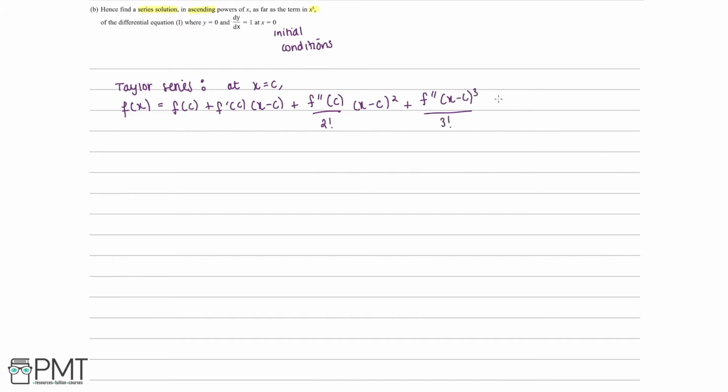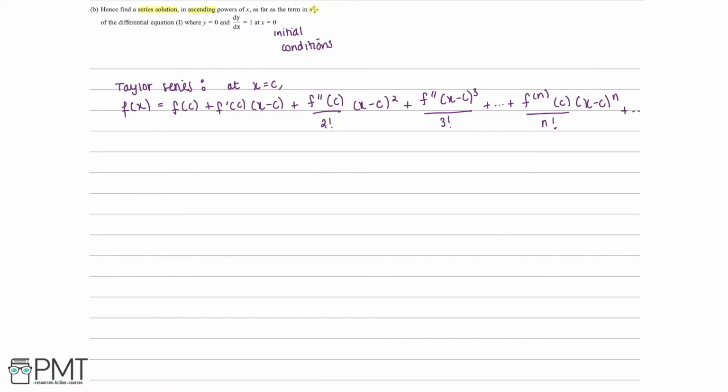Now, in order to find a series solution of our equation, we can use the Taylor series, which states that at x is equal to c, f of x is equal to the sum of the nth derivative of f at point c, all over n factorial, multiplied by (x minus c) to the power of n, to infinity, as represented by this formula over here.